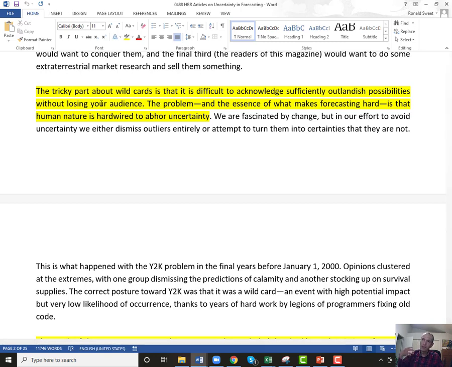Now, we did do this for our work. We talked about, wow, what if the hurricane did this? What if the earthquake did this? What if we had a hurricane and earthquake in the same year? We did talk through them to see how we could survive that. The essence of what makes forecasts hard is that human nature is hardwired to abhor uncertainty. Just look at the forecasts economists give. Think about all those forecasts that were done in December of 2019. Was anybody anywhere in the ballpark in predicting 2020?